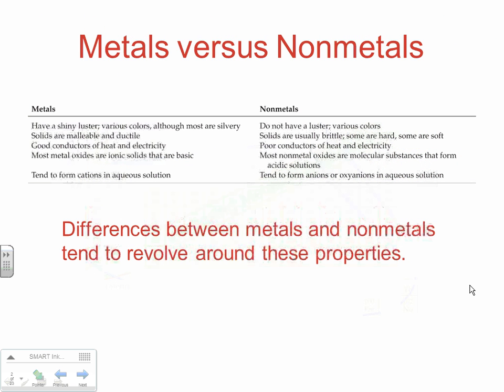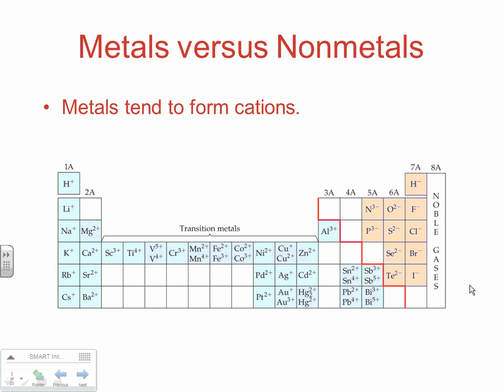Now, differences between metals and nonmetals really tend to revolve around these properties and what it means to lose electrons more easily or not lose electrons easily. And we'll come back to most of those properties in a future slide here. So remember, metals are things that tend to form cations, whereas nonmetals are going to do the exact opposite. They gain electrons to achieve a noble gas configuration.